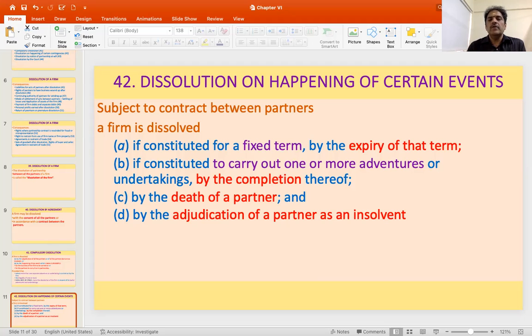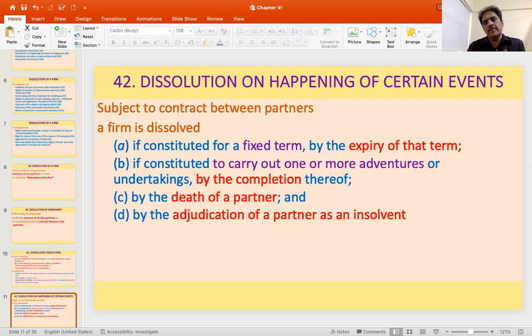So subject to the contract between the partners, a firm is dissolved if it is constituted for a fixed term by the expiry of the term. So I say that it is there for 6 months, and on the expiry of the 6 months, automatically the firm can be dissolved after the expiry of the term.